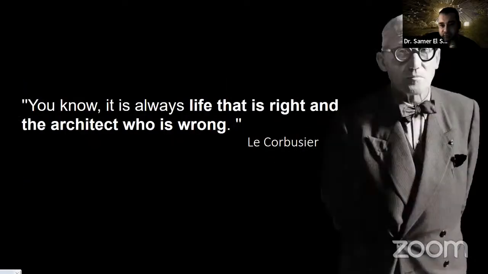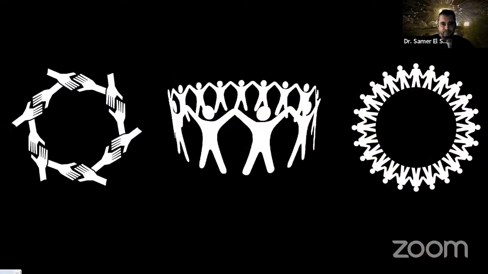The father of modern architecture has a very nice quote. He told us that it is always life that is right and the architect who is wrong. So we have to respect nature. We have to learn from nature. We have to act as nature, and our buildings should be acting as nature. And this kind of science is called regenerative and bioregenerative architecture.